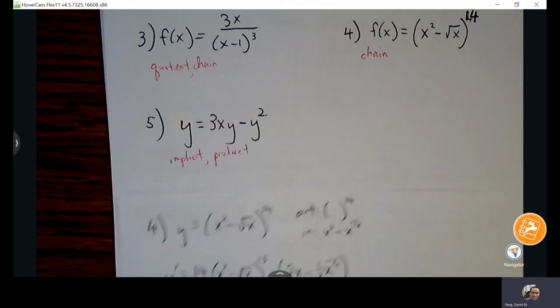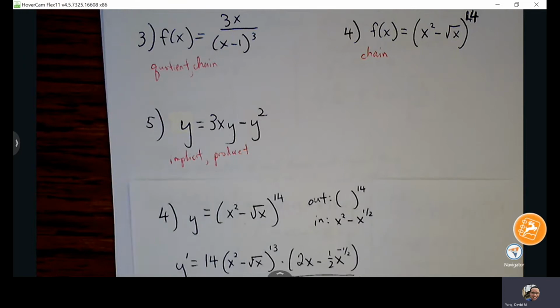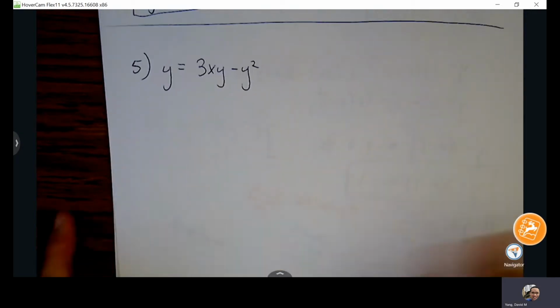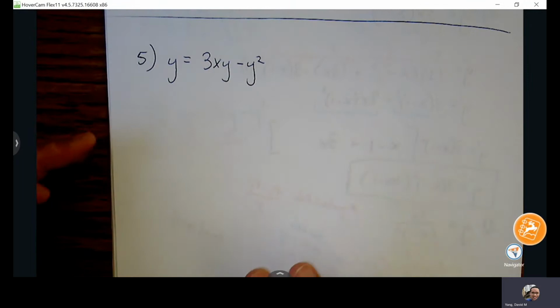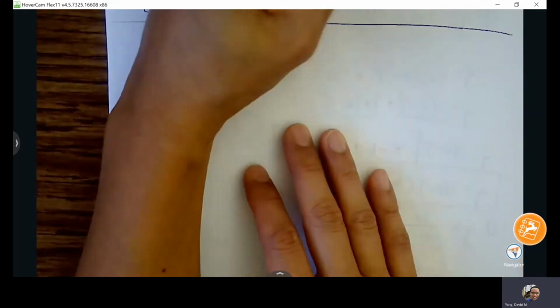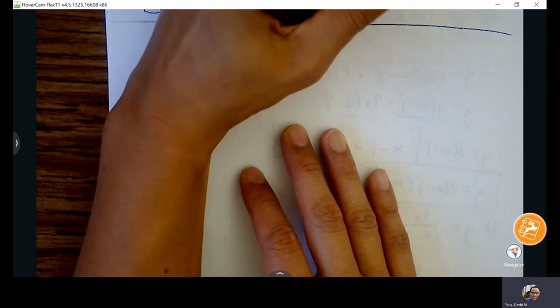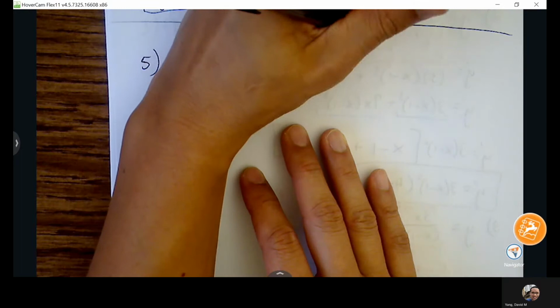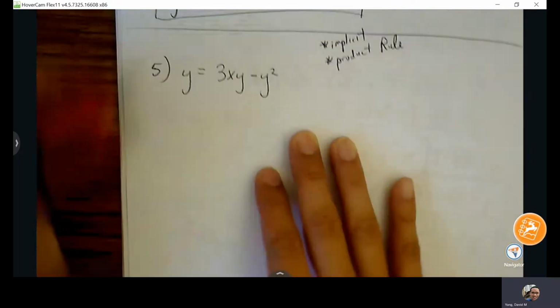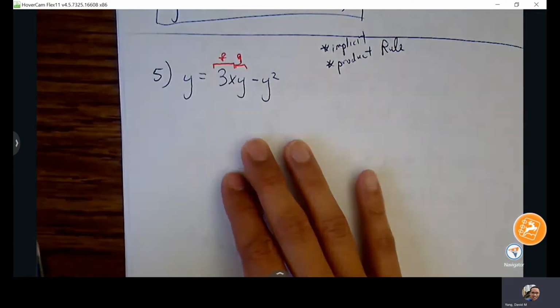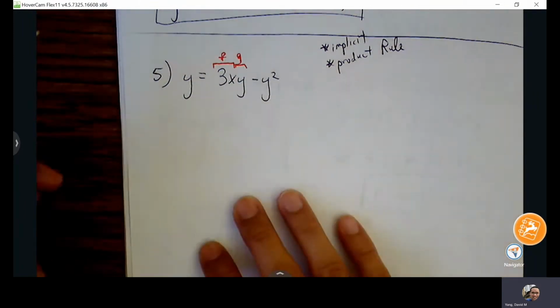Okay, number 5. y equals 3xy minus y squared. So we said this was going to be implicit and product rule, right? Let's identify that product rule portion before we jump in. That 3x and y is what we need. Product rule for f and g. Okay, so now we're going to jump into our derivative.